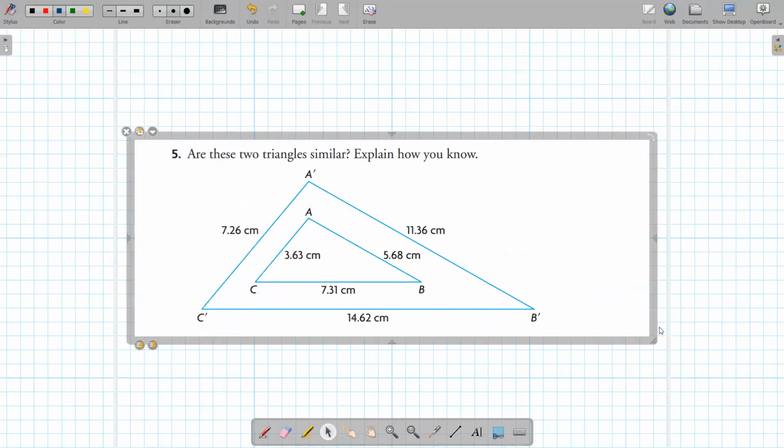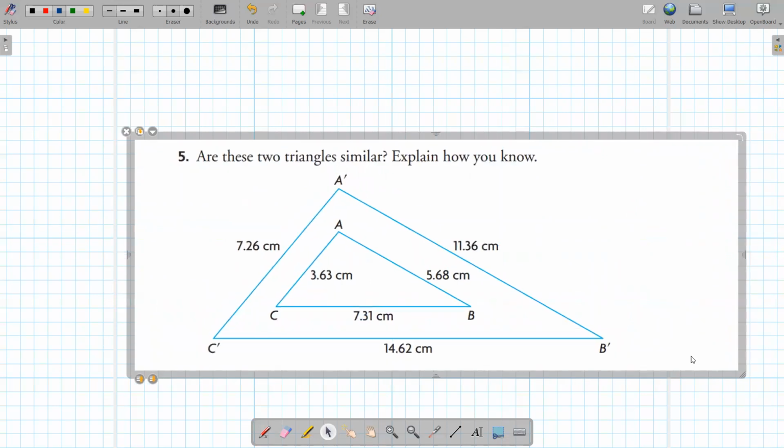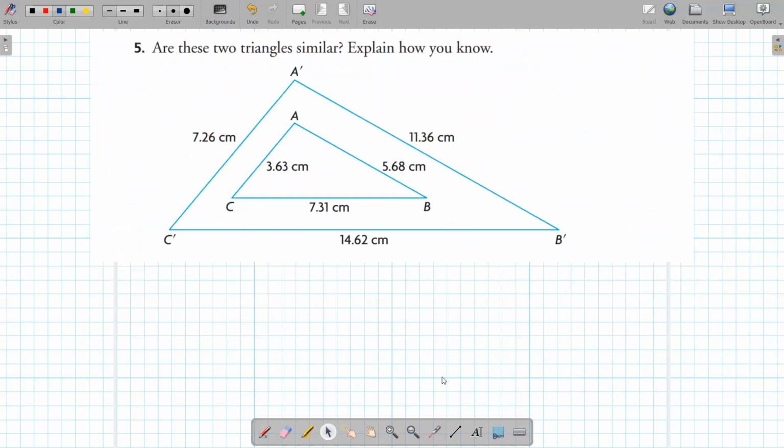What about this one? Are these two triangles similar?